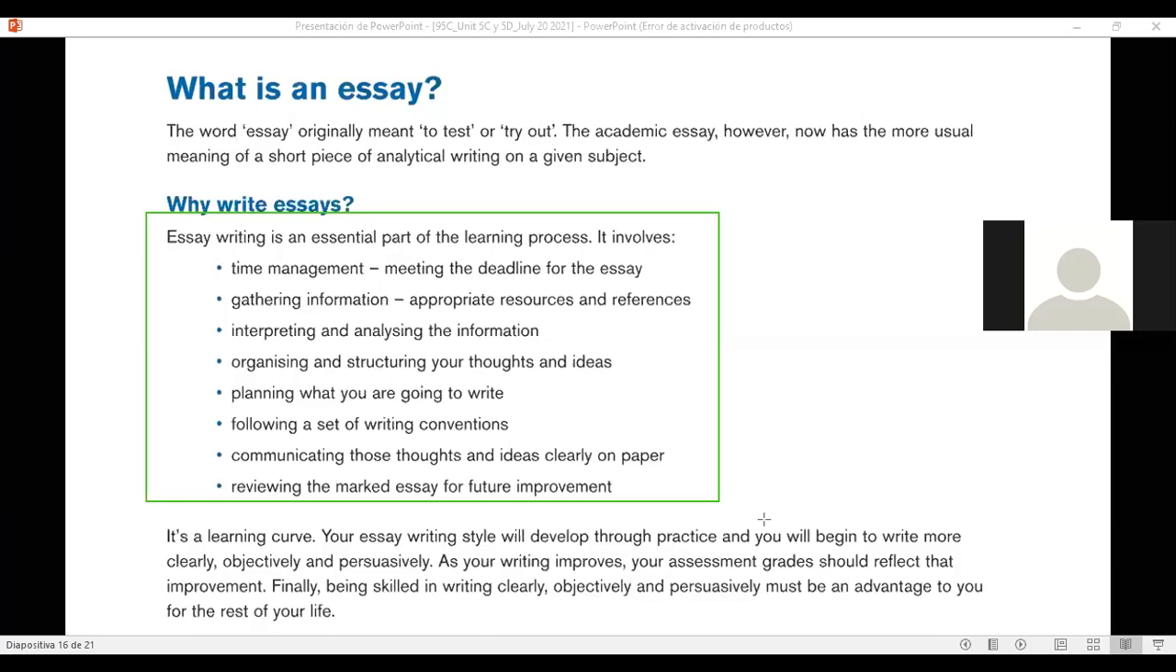If we had more time, I think I would press you a little bit more with this essay thing, because this is important not just for English, but also for your student life, right?